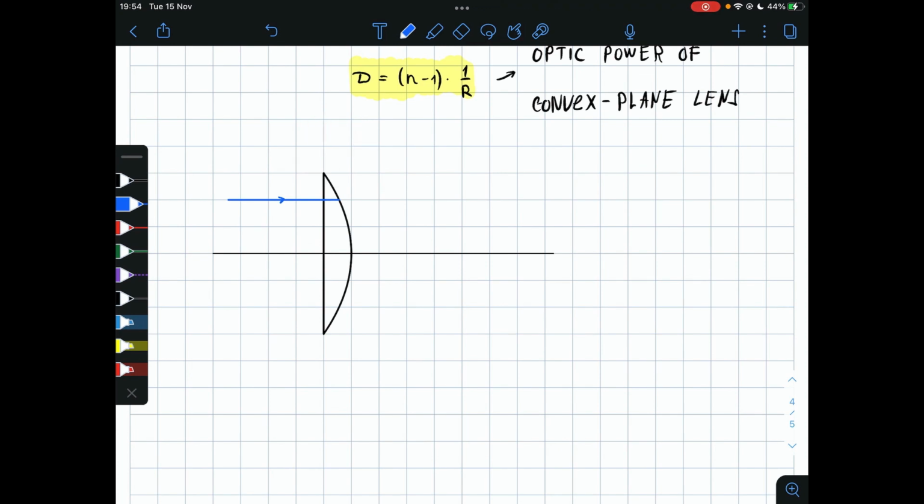So after hitting the second surface, the concave surface, the index of refraction of our lens is equal to n. Because of that, it will change its direction and will focus at some point F, at its focal point. So this distance is equal to F.